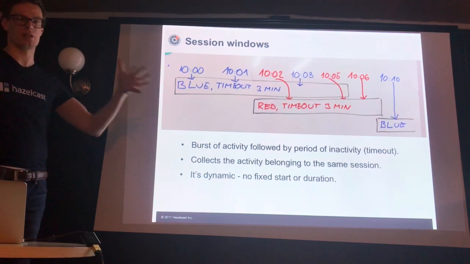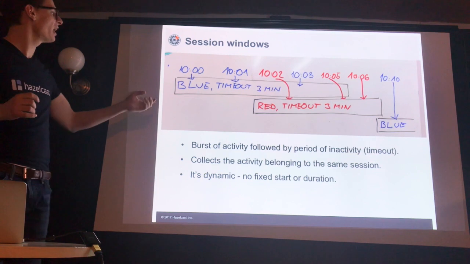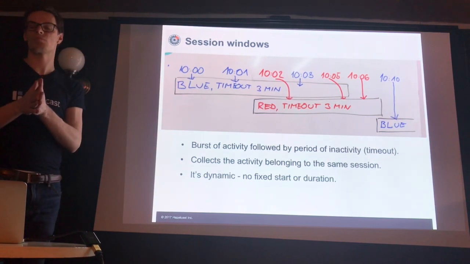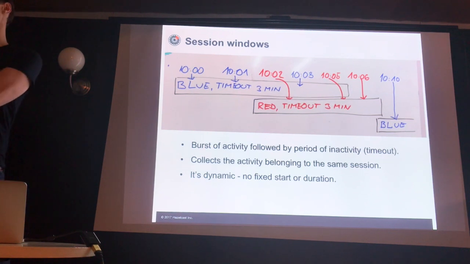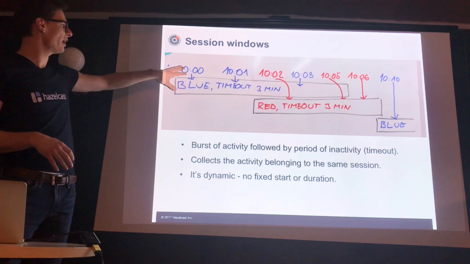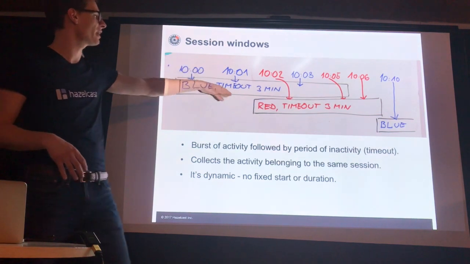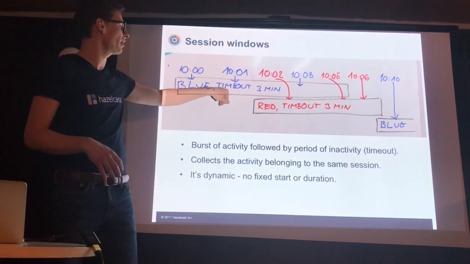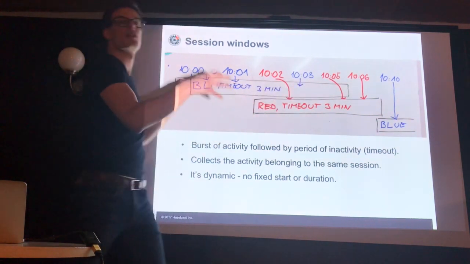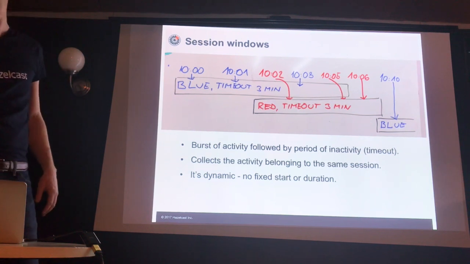The last thing is session windows, which aren't driven explicitly by some fixed size. It's mostly about user or system activity with a timeout that closes the window. So if the blue user has some activity at 10, 10:01 and 10:03, and then more than 3 minutes without activity, then this window closes and the data are sent for the computation.